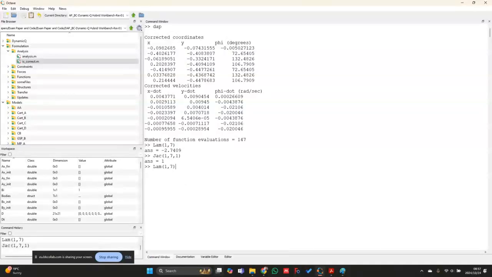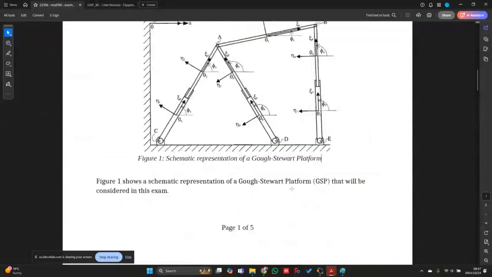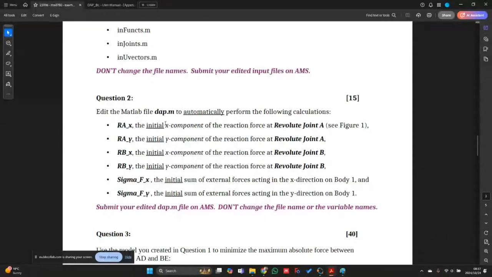I can also go and check for Lagrange multiplier 9. And in this case, it's 3.7063. And then if I check the corresponding Jacobian, that is also 1. So now I can easily go and calculate the resultant reaction force due to these two revolute joints. That would be simply the Jacobian 17 1 multiplied by Lagrange multiplier 17 plus the Jacobian 19 1 multiplied by the Lagrange multiplier 19. Okay, and I use 1 in this case since they did ask in the exam paper for the initial X component of the reaction force at revolute joint A.